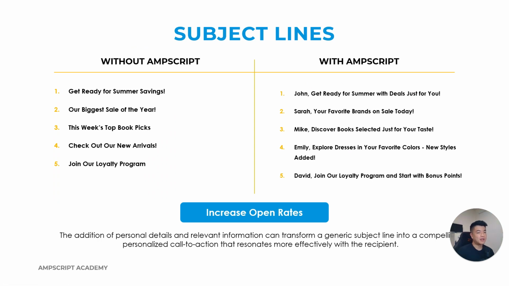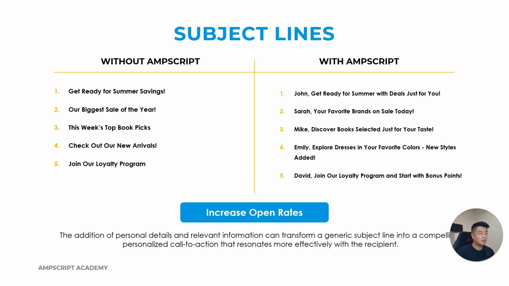So this is just some more examples of really understanding why we use AMPscript. On the left here, we have examples of subject lines without AMPscript. So, get ready for summer savings, our biggest sale of the year, this week's top book picks. You kind of get the idea, right? It's very generic, not personalized at all. And if you read something like this, it could be interesting. But compared to what you see on the right with AMPscript, this is where it will really increase engagement, right?